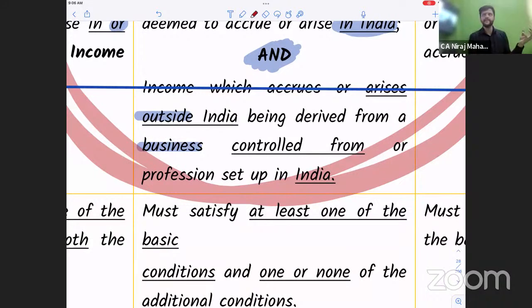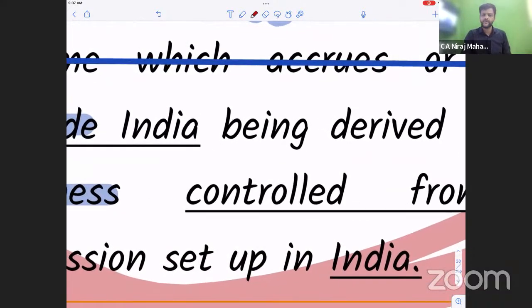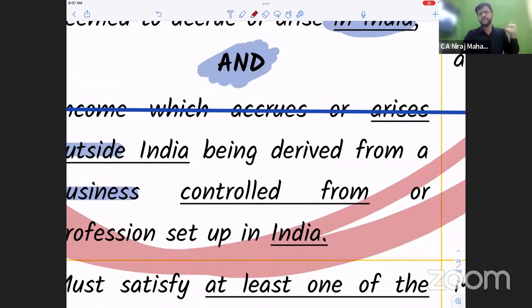So accrued outside, and let us say received also outside India. Accrued outside as well as received outside India, but that business was ultimately controlled from India. You can have a holding company in India and a subsidiary outside it. Remember? Even if it is part of that subsidiary company, it is ultimately controlled from India. Clear? In that case only, this income will be taxed for RNOR also, which is received outside as well as accrued outside.